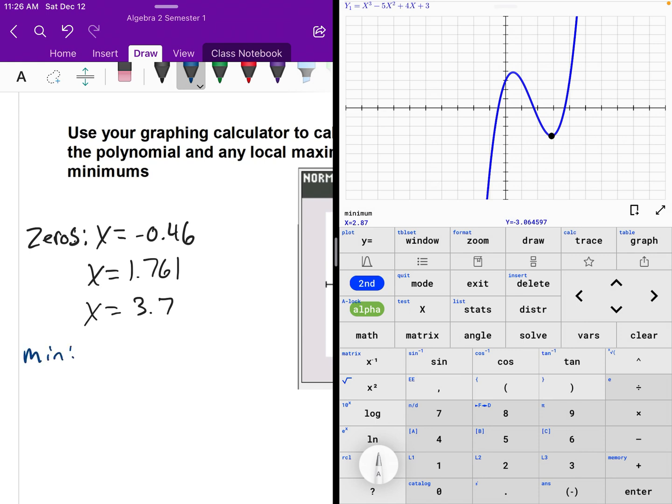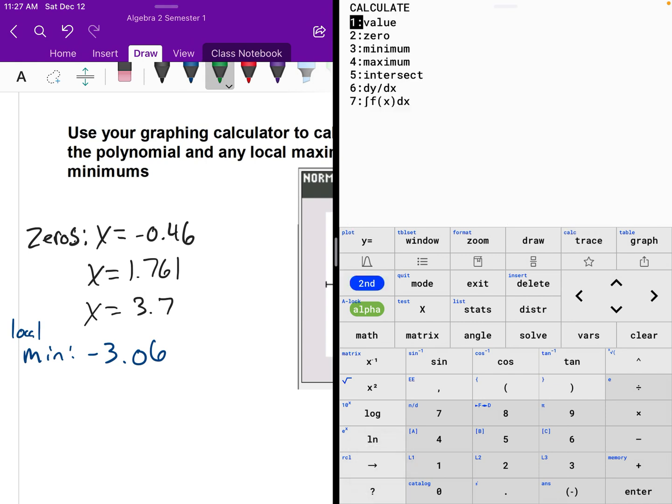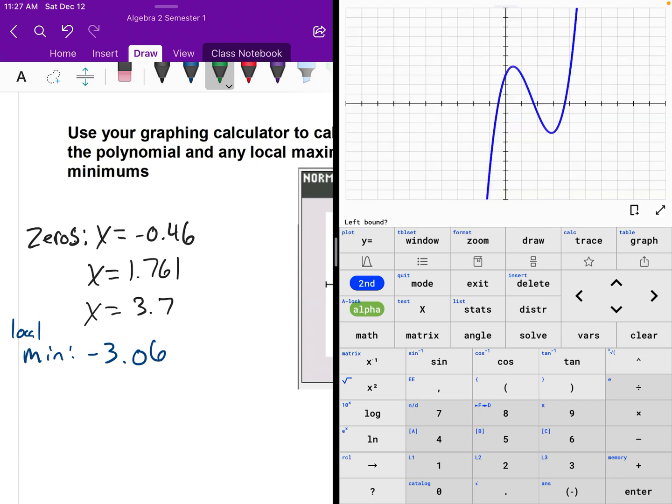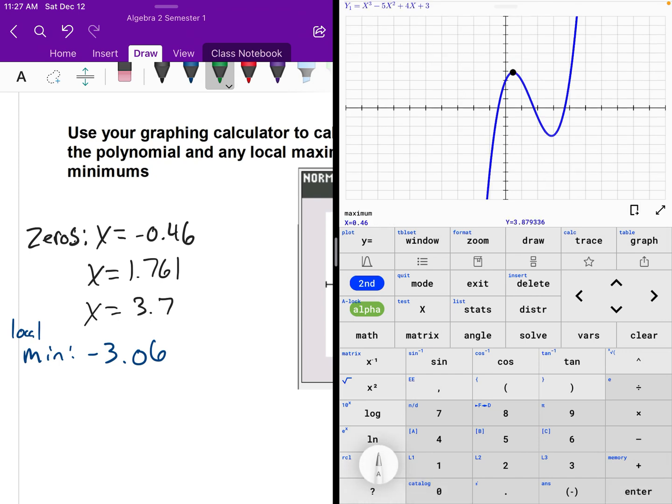So minimum, and we should say local min. Okay, local min. And again, we're just looking for that y coordinate. So negative 3 point, and let's go to the hundredths place, 0.6. Okay, we only have one of those, so now we've got to go find our local max. Second trace. Okay, so max. And that one looks like it's going between 0 and 1, so let's use that as our left and right bound. 0, 1. Okay, you see that point there, so we found it properly.